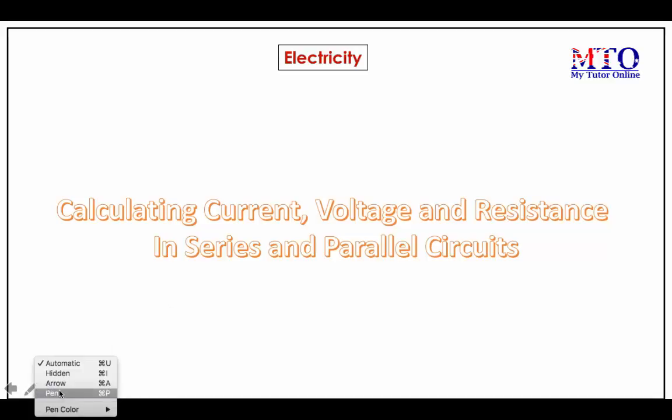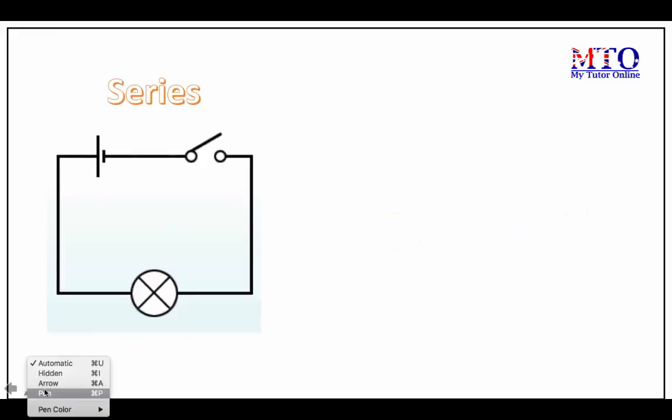Hey there. Today we're going to be talking about calculating current, voltage and resistance in series and parallel circuits. So let's take a look at a series circuit to begin with. We can clearly identify that this is a series circuit as there is simply one electric line flowing through this entire circuit with no breaks in between.